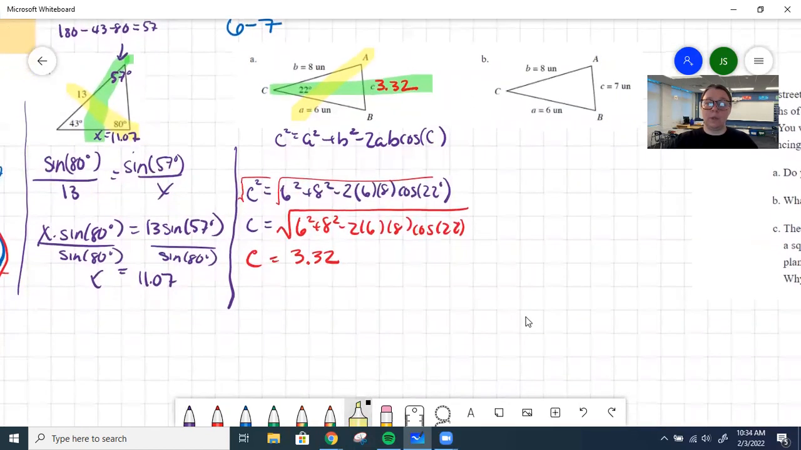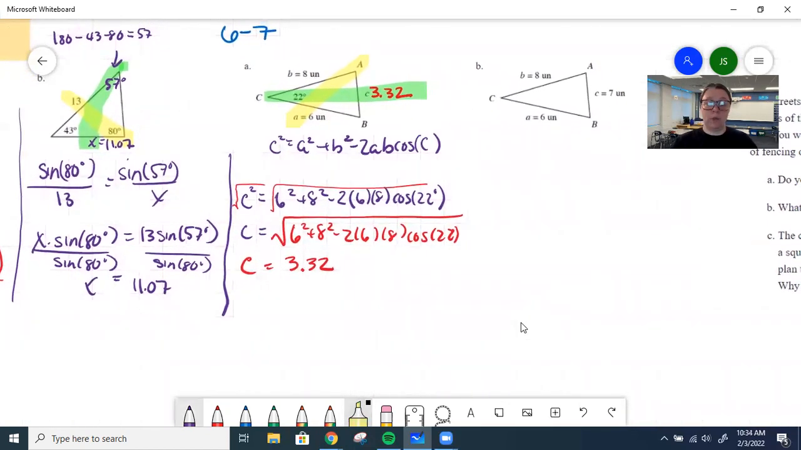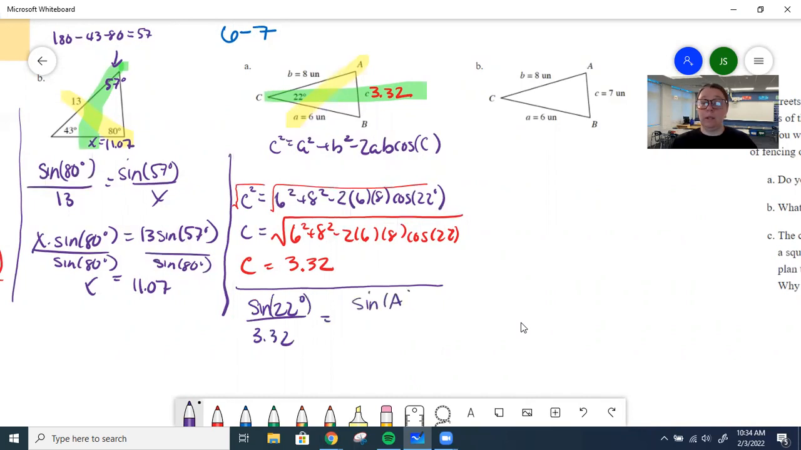I'm going to use law of sines. Now here I'm using the law of sines, but this is the first time I'm using law of sines to get an angle instead of a side. So the solving will be just a little bit different. The start is the same though. So I'll have the sine of 22 over 3.32 equals the sine of A, let's do A first, over 6.